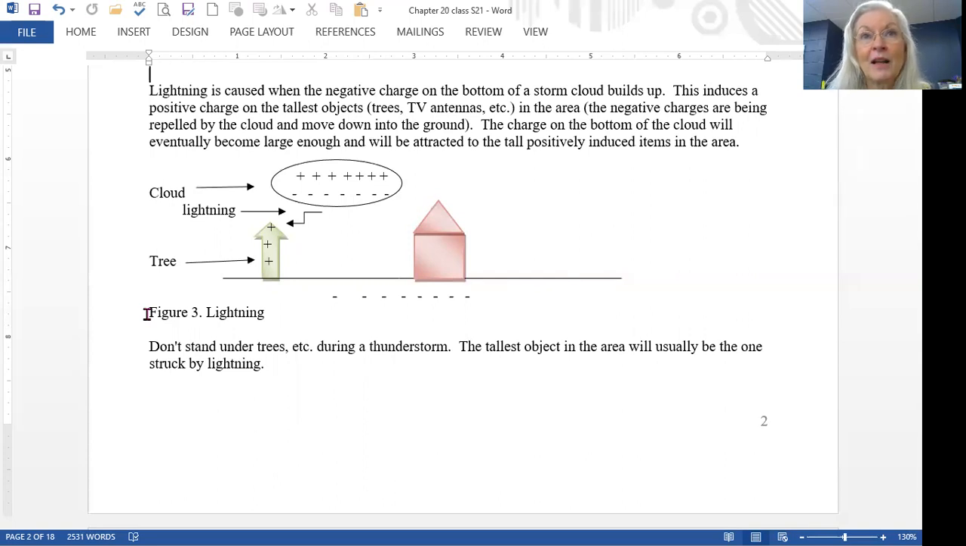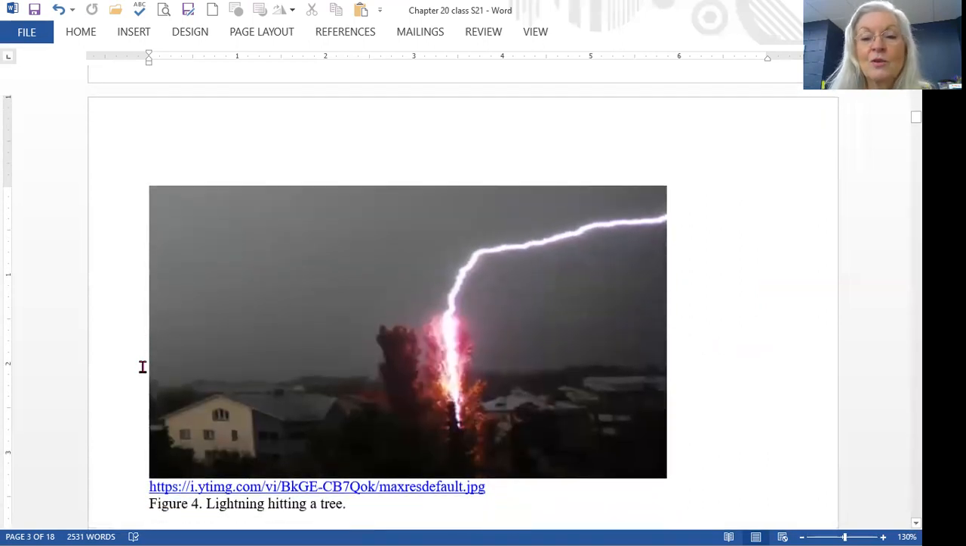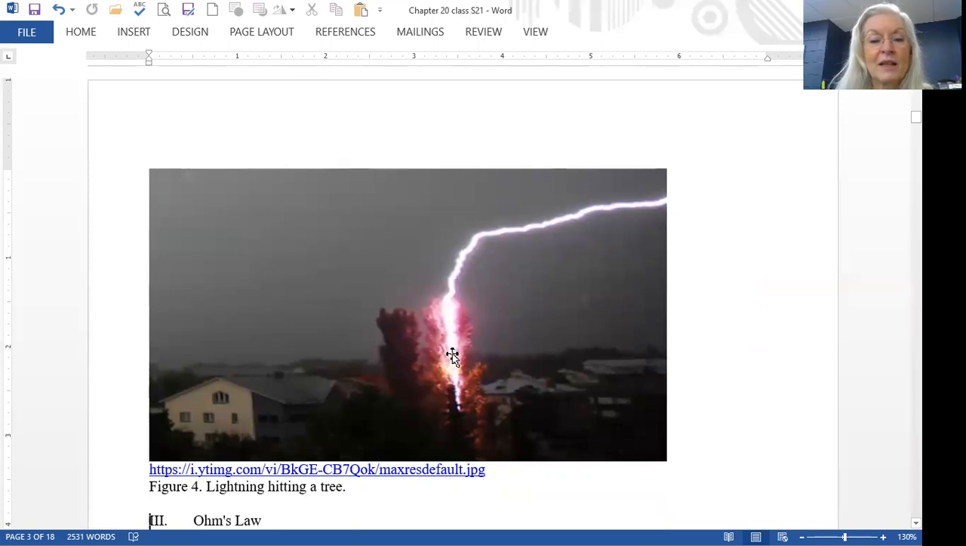If the tree gets struck by lightning and you are huddling anywhere near the tree, you too could get struck. So don't stand under trees during a thunderstorm, and definitely don't be the tall object. And this is just a cool photo of a bolt of lightning coming down and striking a tree. Lightning can go cloud to ground, ground to cloud, but it's all about this separation of charge between the bottoms of the storm clouds and the tops of the tall objects in the area.